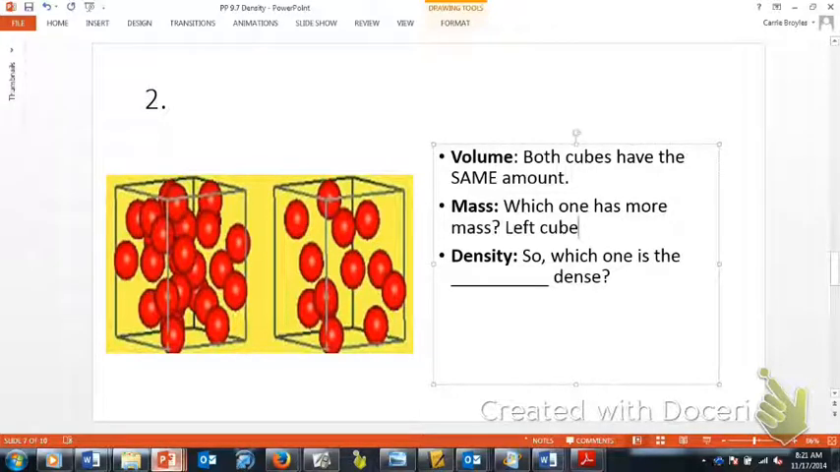So if we're trying to figure out density without actually having any numbers, which one I want us to figure out is the least dense, then the answer to that question is going to be the one that has the least number of particles in it, or the right cube, because they're both taking up the same amount of space, and we're simply looking at how many particles are within it.